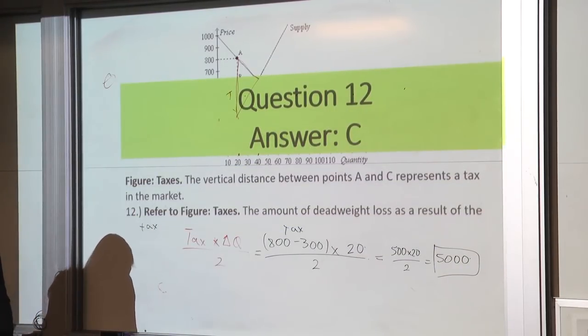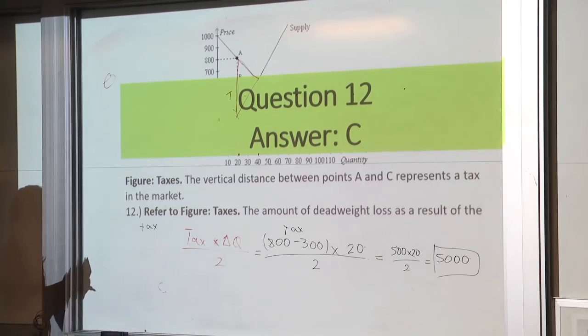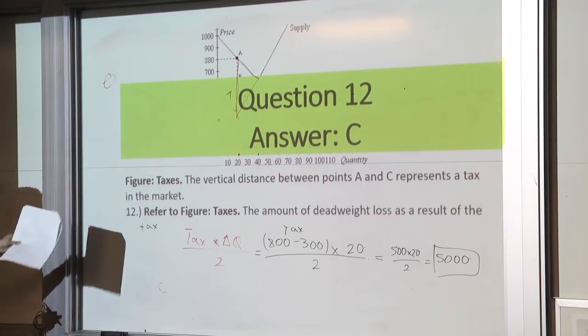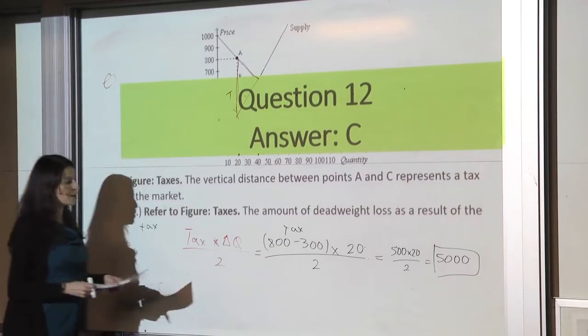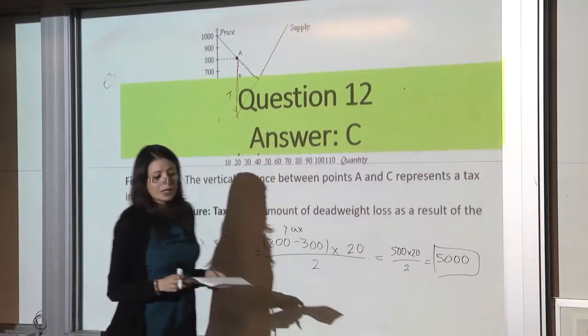Your professors should have uploaded or will upload the questions of today, so you will have the options there, but this is the way you calculate that deadweight loss, okay?